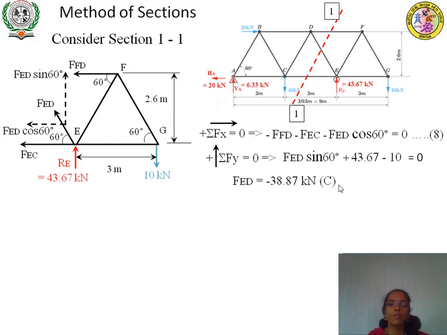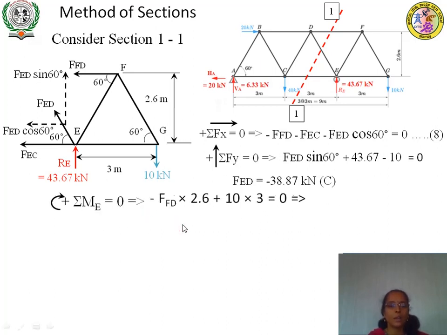Next, to apply sigma M, we have to select such a joint that we can eliminate two unknowns. So if we select joint E here, wherein two forces are meeting, then moment of these two forces about E will be 0. We can even eliminate this RE also. Only then we will be left with FD and this 10 kilonewton. Therefore we will apply sigma ME is equal to 0.